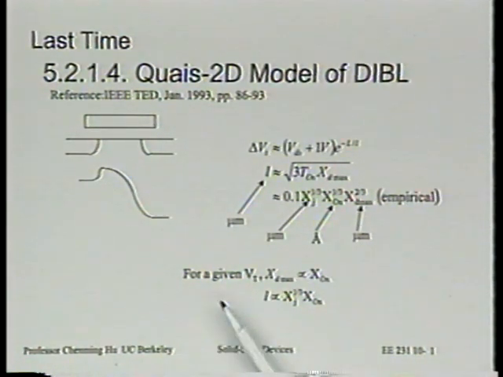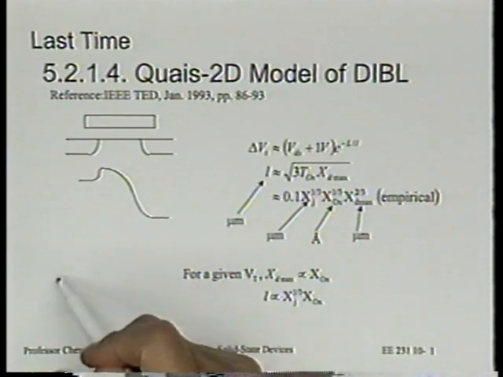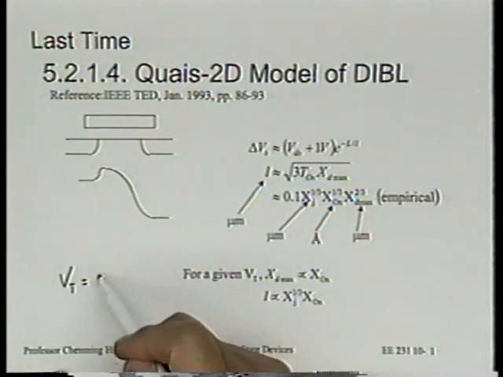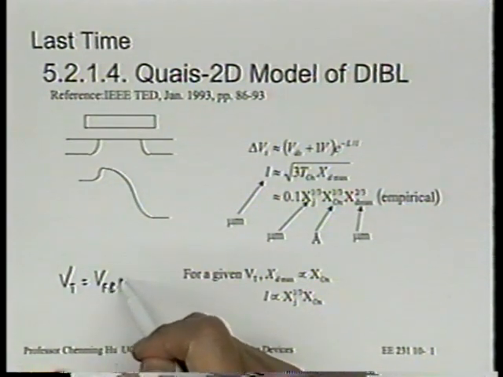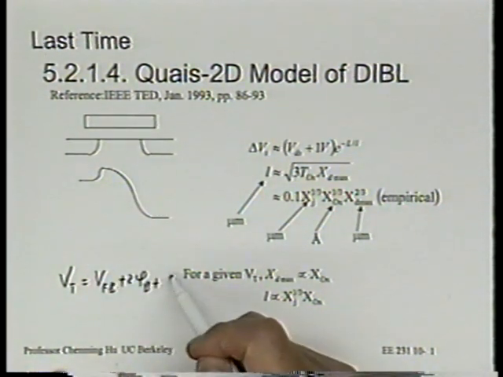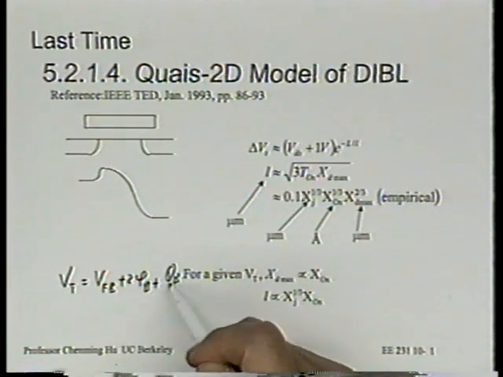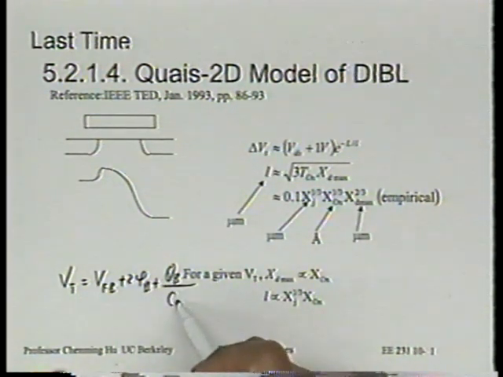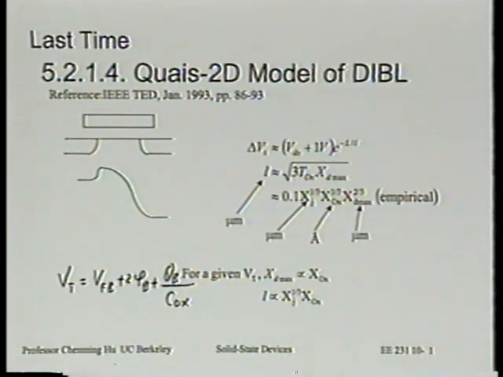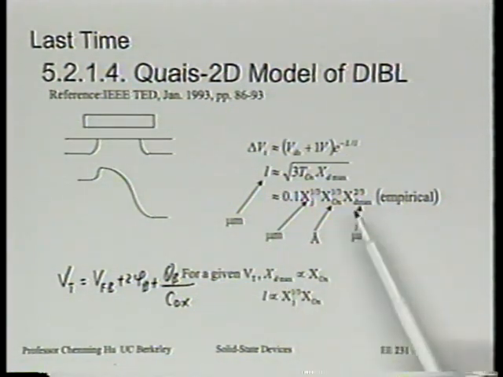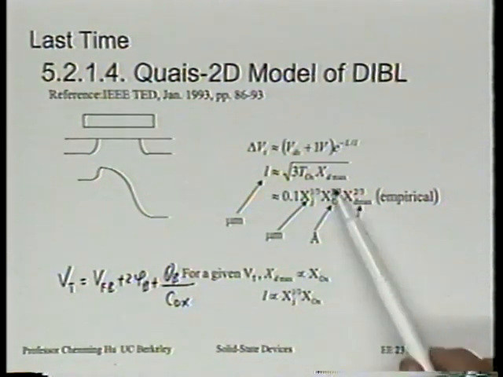Now, one interesting thing to point out is that from the theory of VT we have, remember what VT is. VT is equal to VFB plus 2 phi B plus, let's say, QB divided by Cox. Let's look at that, all right? Is that okay? Now, roughly speaking, suppose we try to play with XD max. You say, well, the smaller XD max, the better, right?